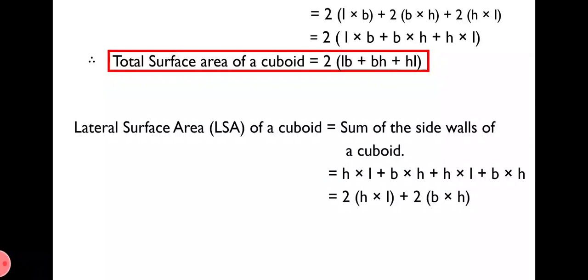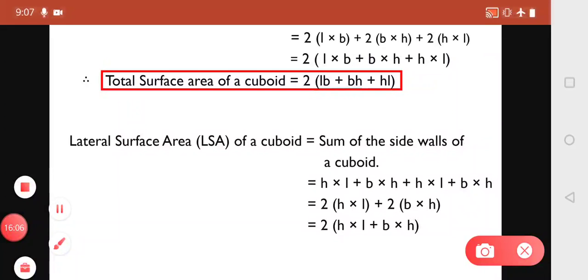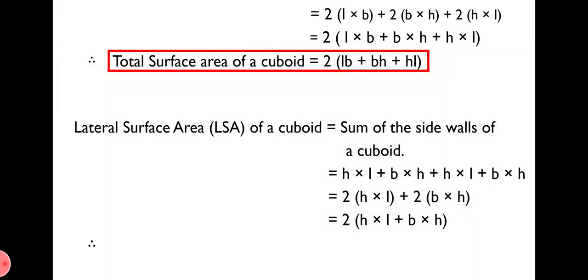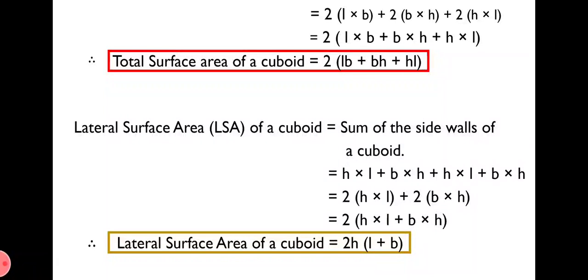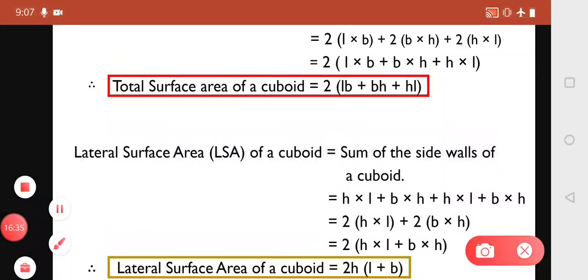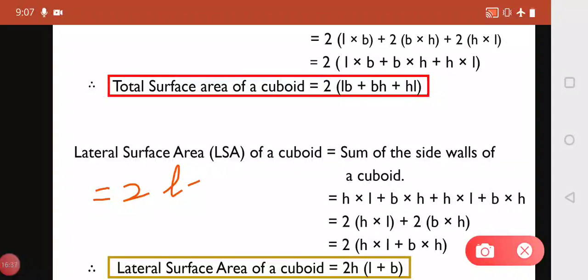Again from this we will take out 2 common, that is equal to 2(height into length plus breadth into height). But again we can see that from these two terms, height into length and breadth into height, we can take out height common. So further solving we will get 2h(L + B). Therefore lateral surface area of a cuboid equals 2h(L + B). We can also write this as 2(L + B) into height.